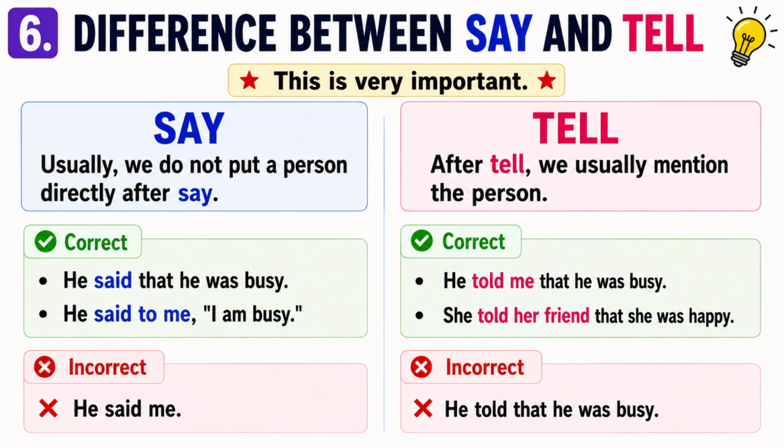Now let us look at tell. After tell, we usually mention the person. Correct sentence number 1. He told me that he was busy. Correct sentence number 2. She told her friend that she was happy. Incorrect sentence. He told that he was busy.